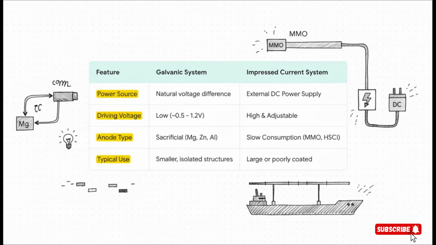And here it is, the final showdown. This is your go-to cheat sheet for comparing these two systems head-to-head. You've got the power source, the driving voltage, the anode type, and the typical use. Just remember the core difference. Galvanic is natural, low power, and uses anodes that get consumed, making it perfect for smaller jobs. Impressed current is externally powered, high power, and uses long-life anodes, making it the choice for the really big jobs. Understanding this table is everything when it comes to choosing the right system.